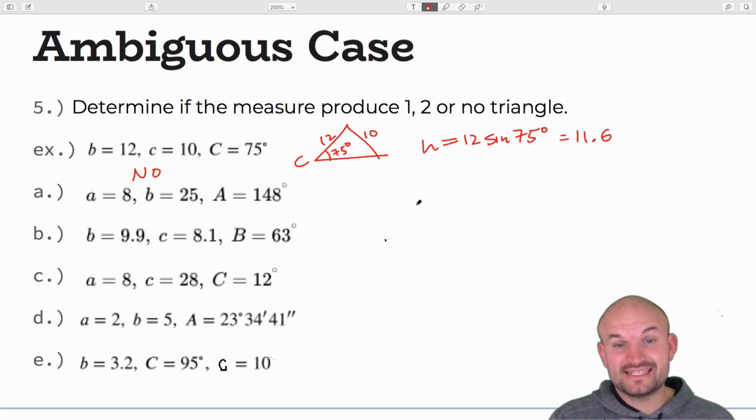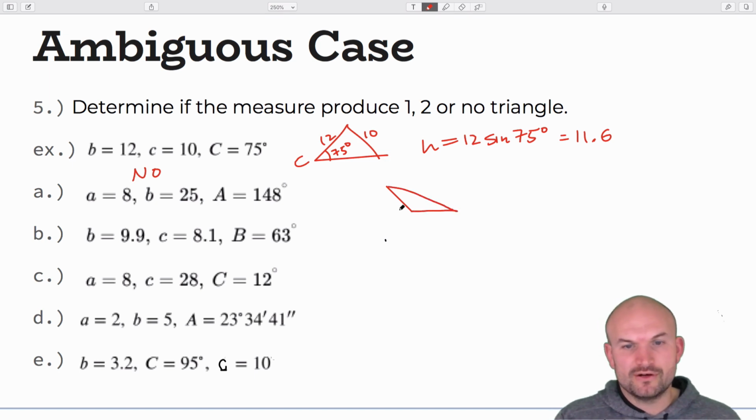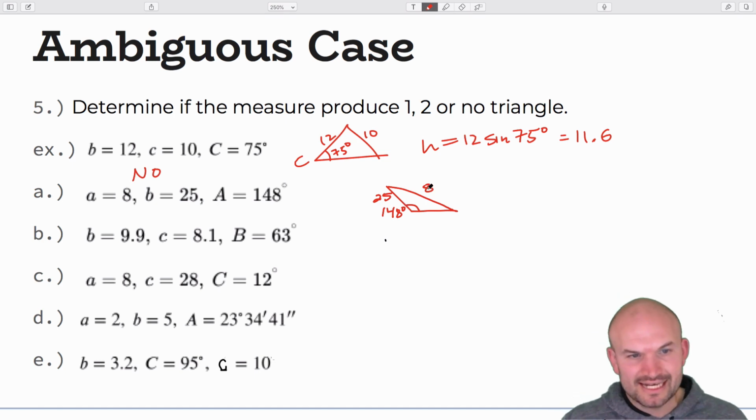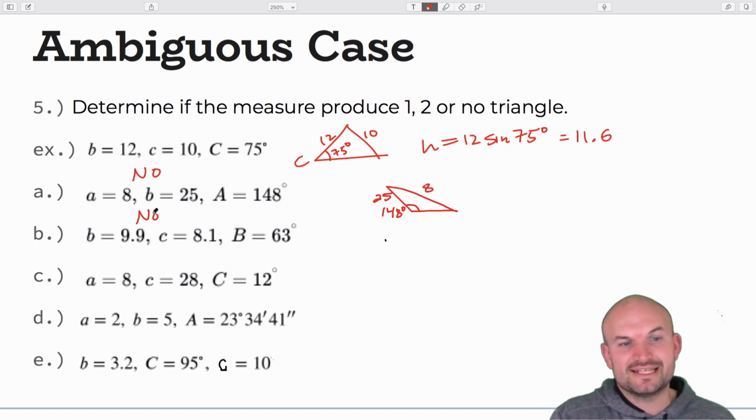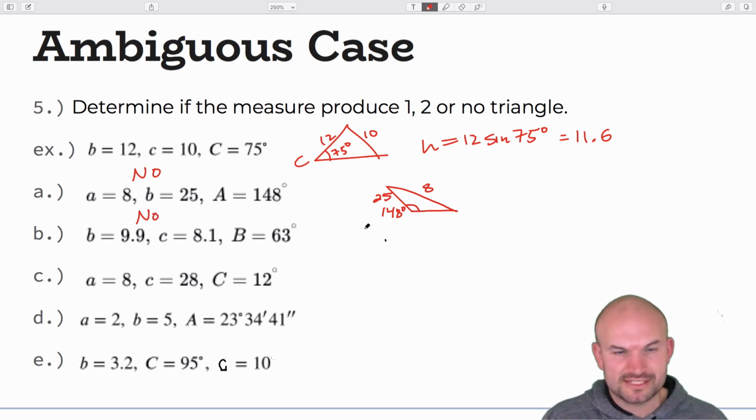This next one, you can see it's obtuse, so I don't need to worry about the oblique triangle happening, but I know that this is going to be 148 degrees right there. And therefore that's 8, and that's going to be 16 or 25. Again, if you remember, this triangle doesn't make sense how it's written, right? If this is your opposing side and that's smaller than that side, there's no way a triangle is going to exist. So again, this is another example of no triangle exists.